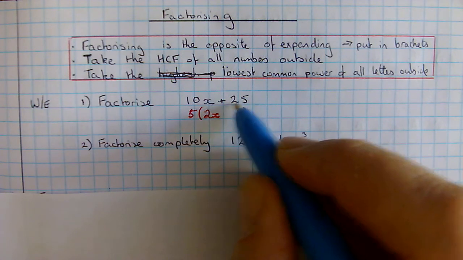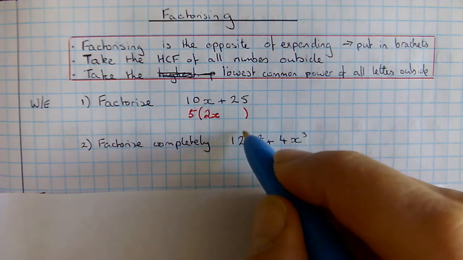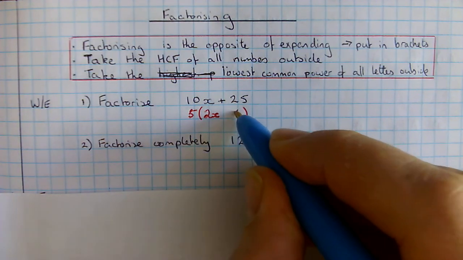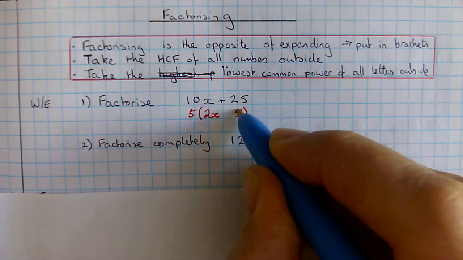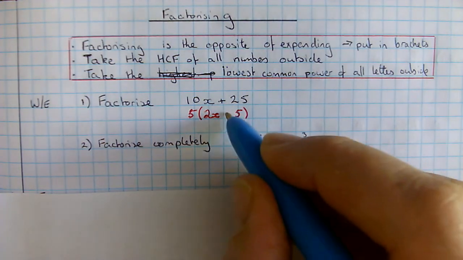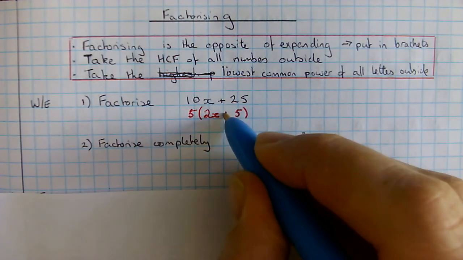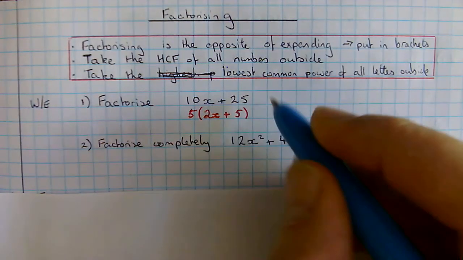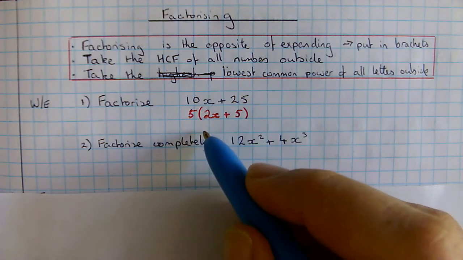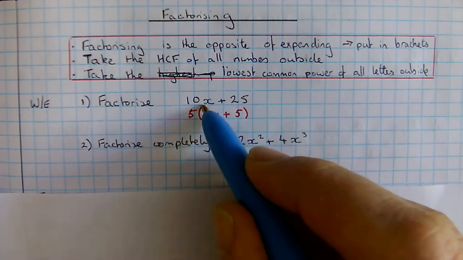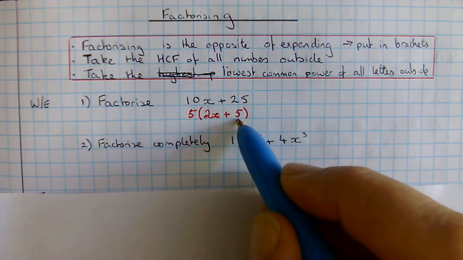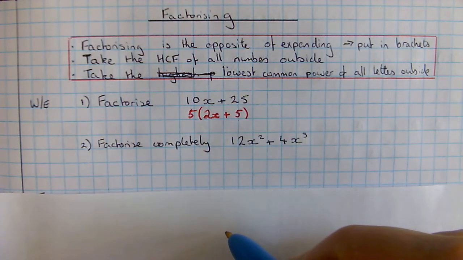Then I need to say, well, what would give me my 25? 5 times what is 25? Well, 5 times 5 is 25. So here, I'm going to have to put 5 in. And I've got to put a plus in between to remind myself of that plus up there. I can check that by multiplying out. 5 times 2x would have given me 10x, 5 times 5 would have given me plus 25.